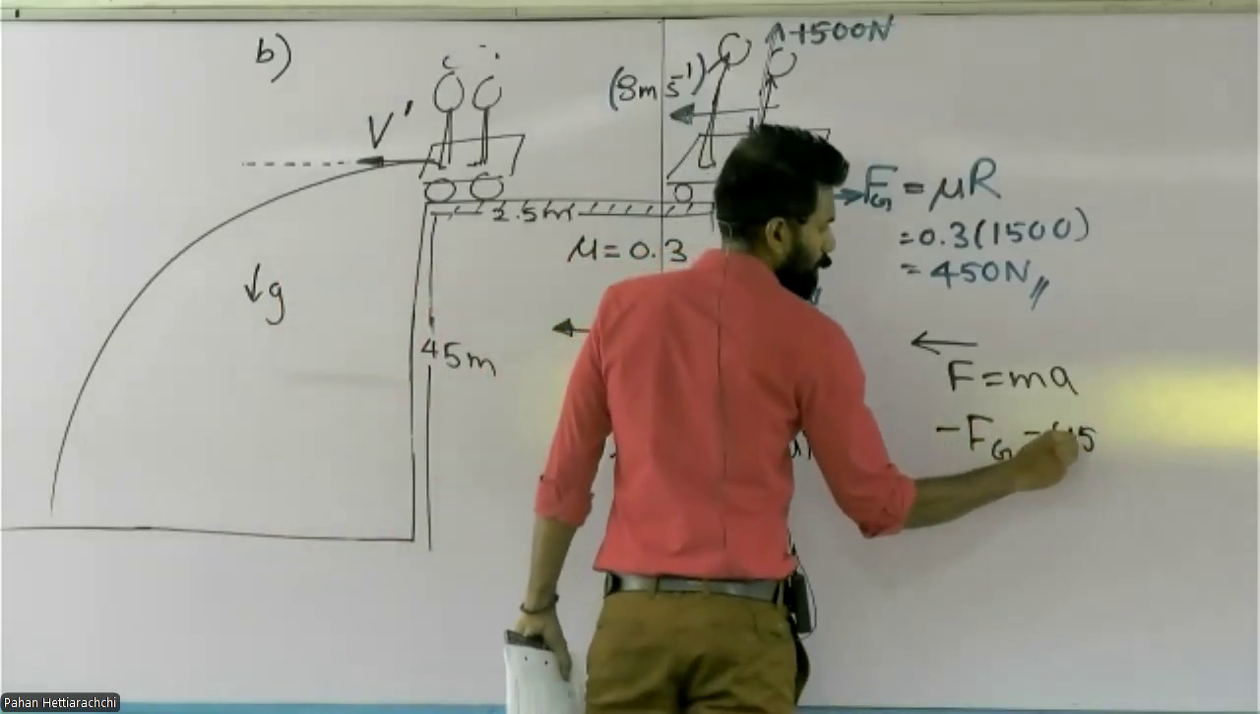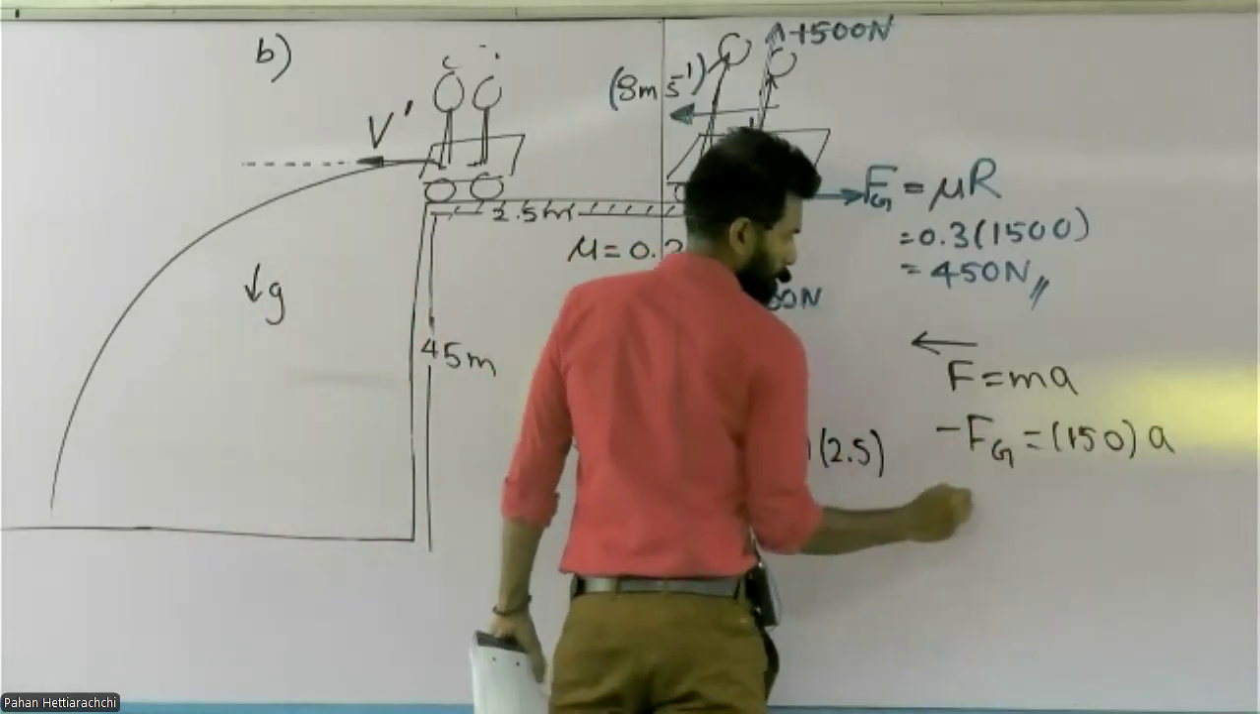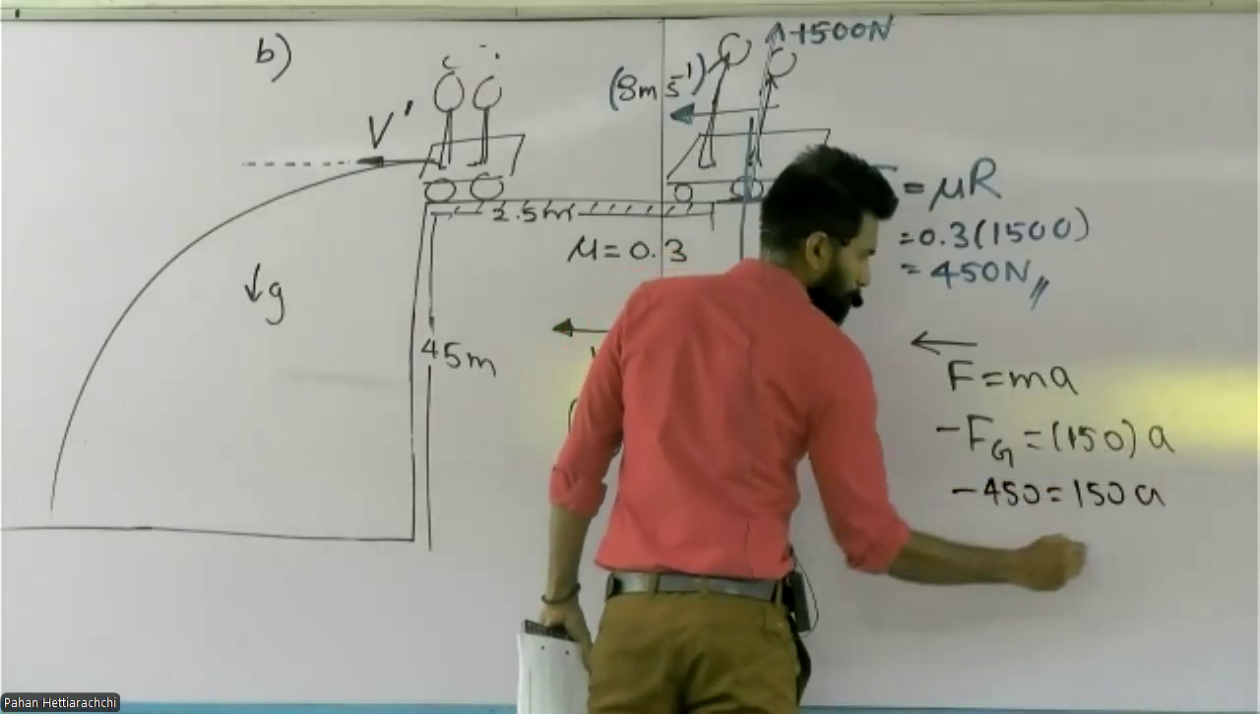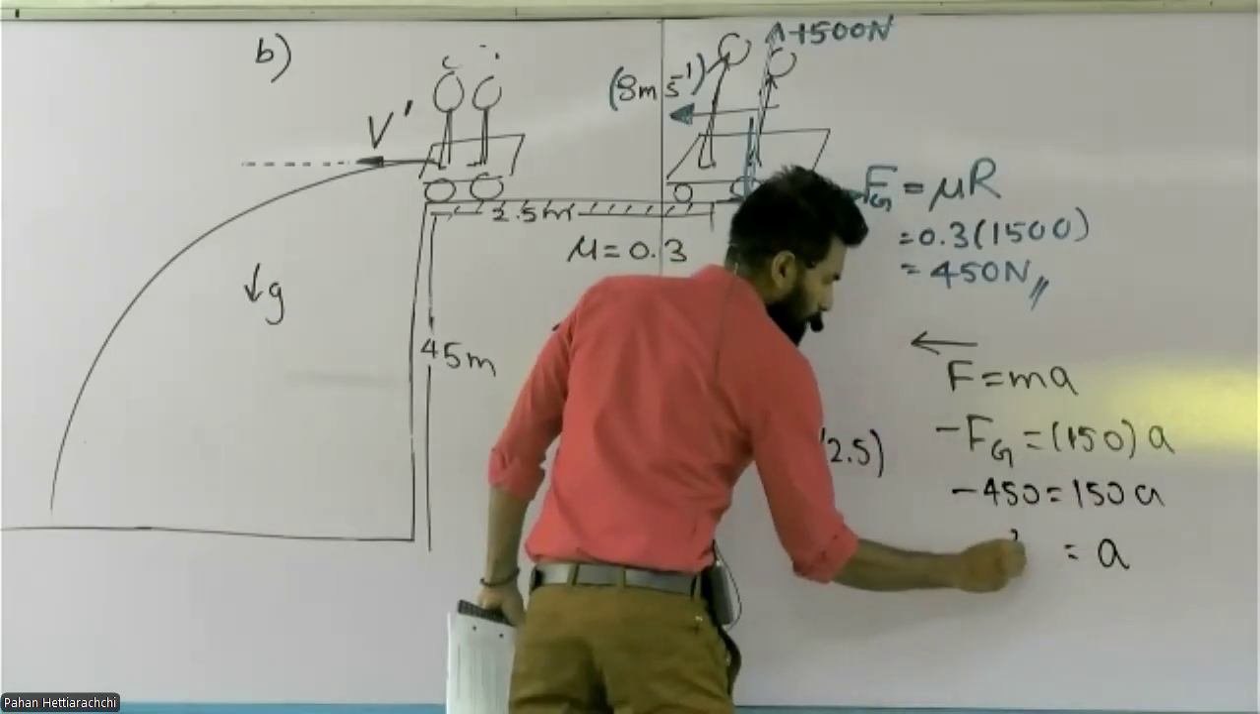150 is the combined mass. Minus 450 is equal to 150a. So the acceleration is minus 3.